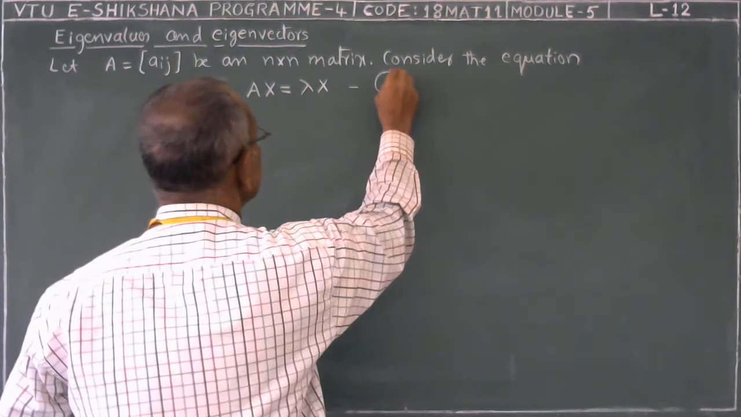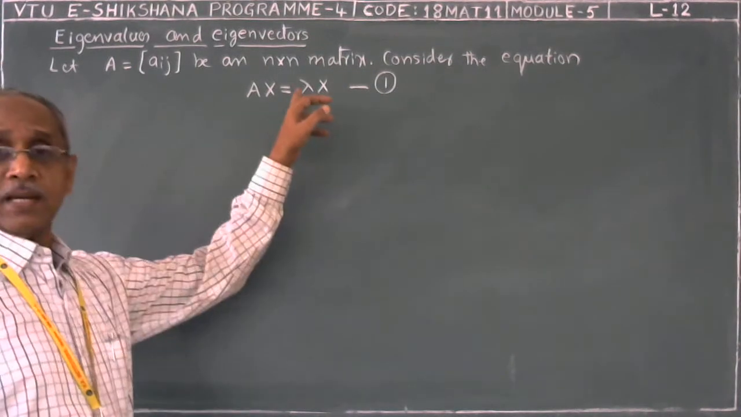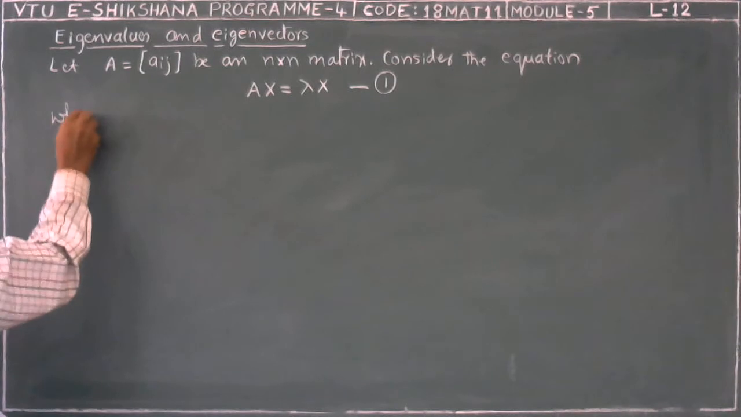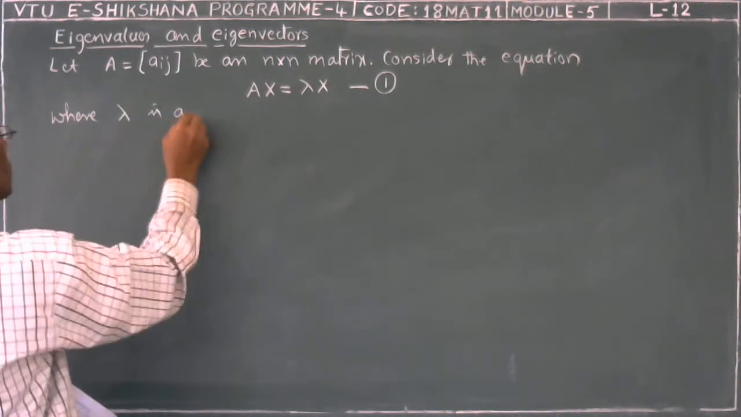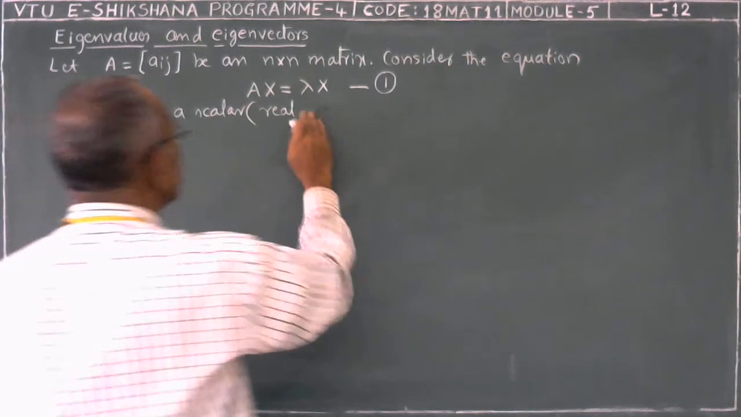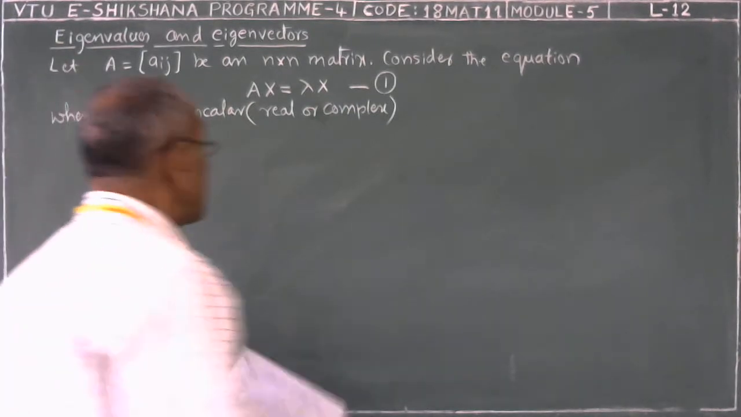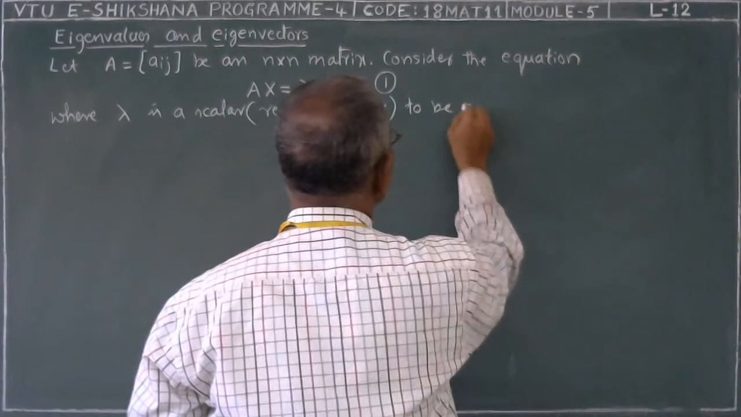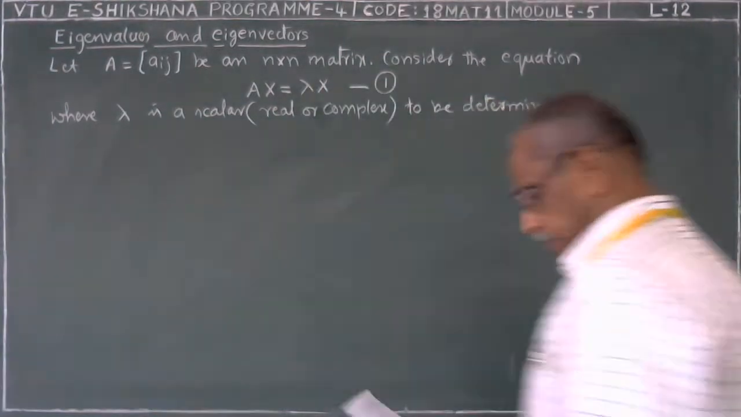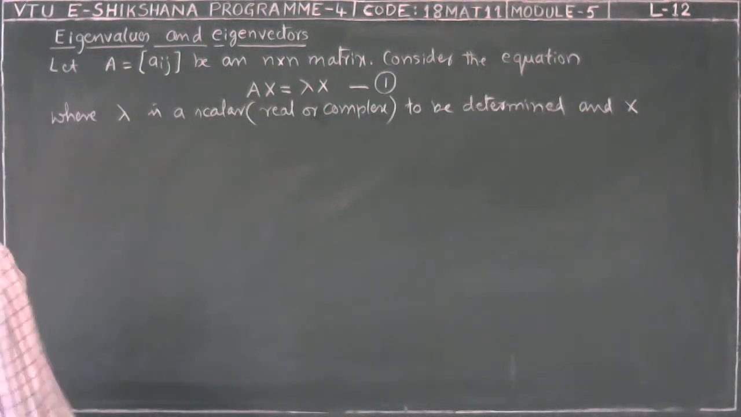So let me call this equation number 1, where lambda is a scalar, which may be real or complex, to be determined, and x is a vector to be determined.